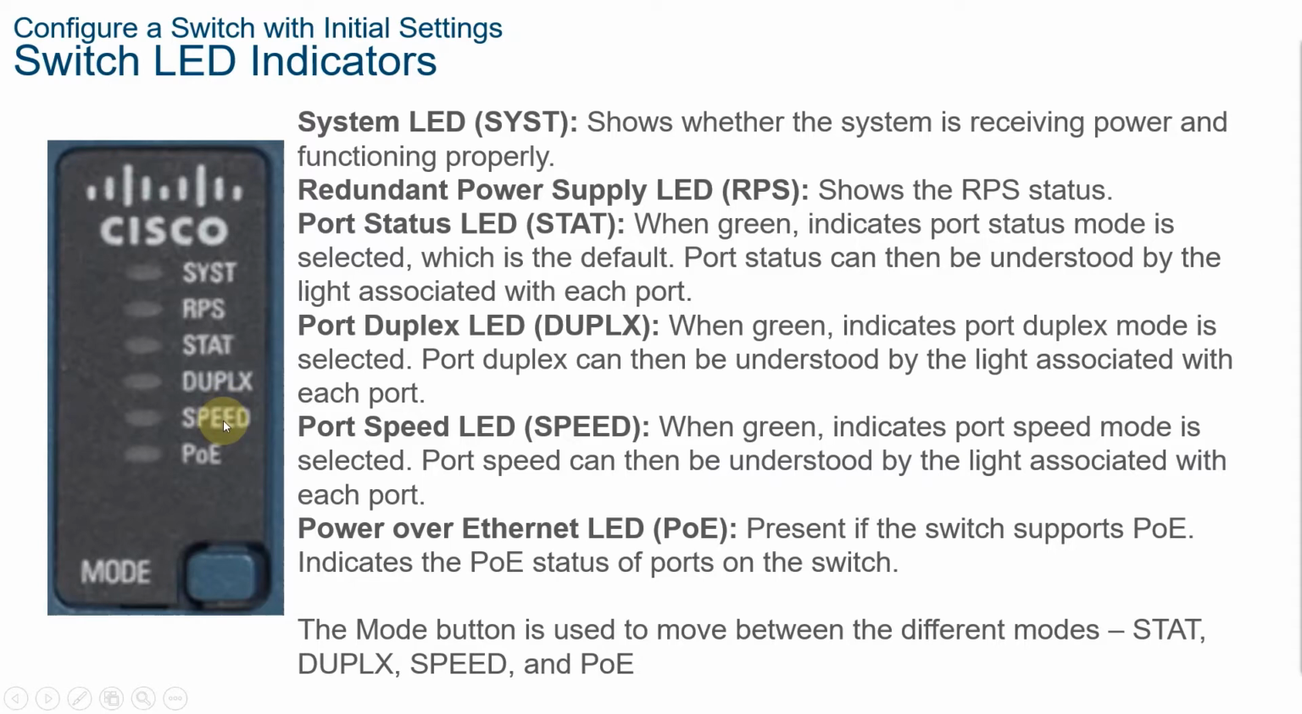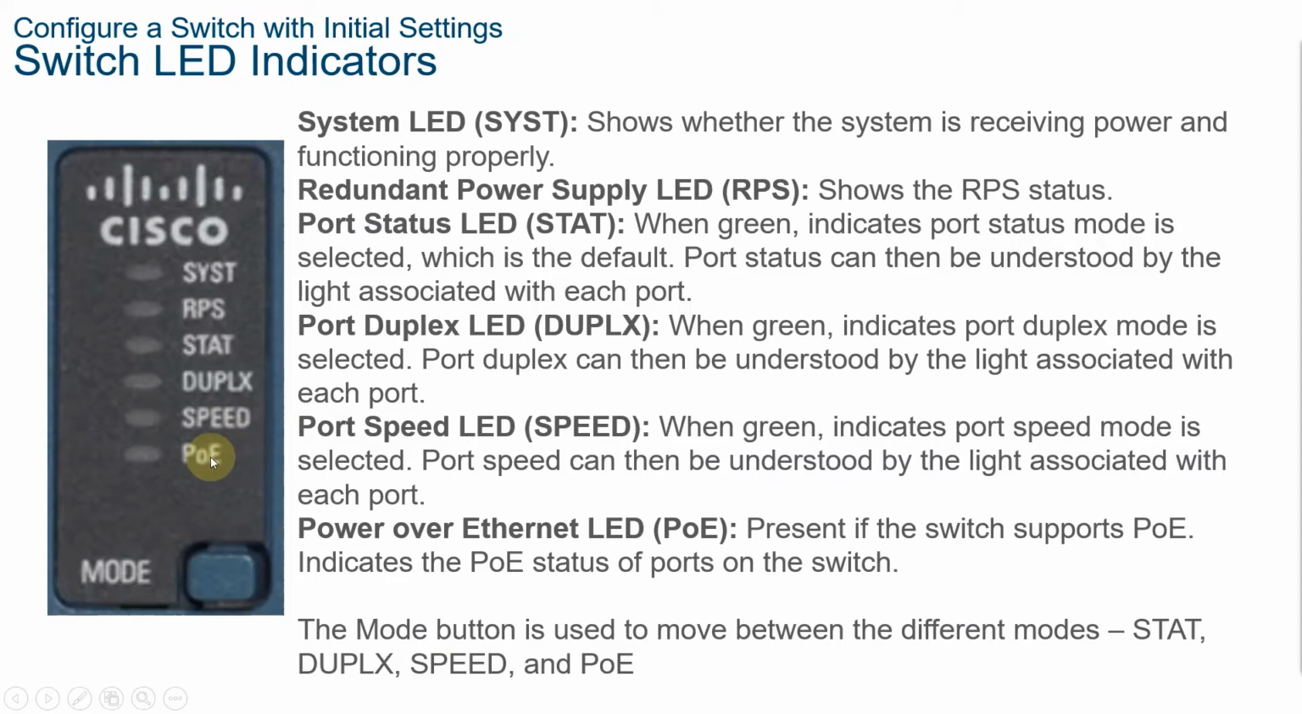So the next one is a port speed LED. It indicates that the port speed mode is selected. When selected, the port LEDs will display colors with different meanings. If the LED is off, the port is operating at 10 Mbps. If the LED is green, the port is operating at 100 Mbps. If the LED is blinking green, the port is operating at 1000 Mbps.